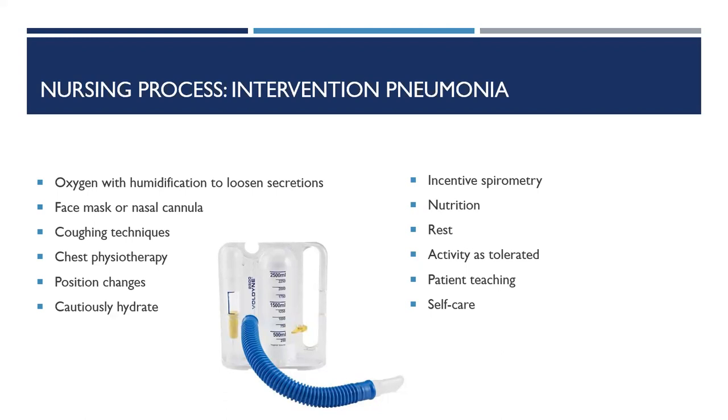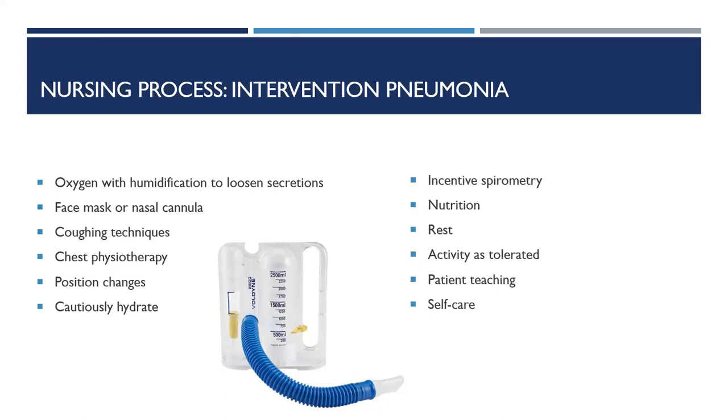Incentive spirometry, and with an incentive spirometer, we ask them to draw back on the incentive spirometer, just like they would be doing if they were smoking a cigarette. Pull back slowly, and that helps to stretch the lungs and helps the lungs to expand when they haven't been expanding. We want to make sure that they're eating enough.